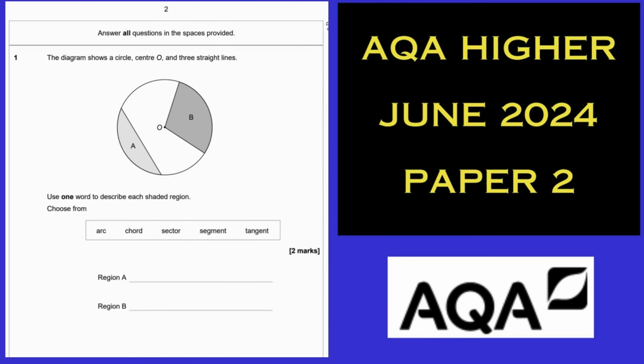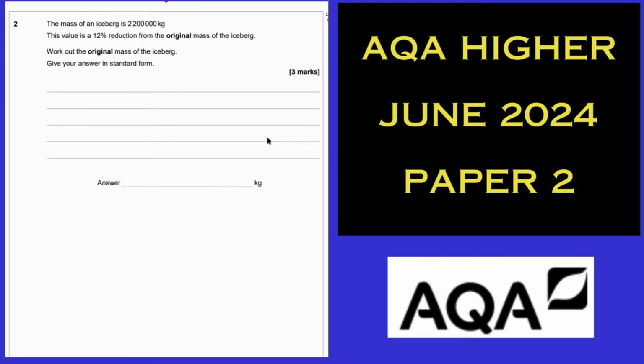Question 1, not going to waste any time on this. Get them all learned, folks. A is a segment and B is a sector. Get all the parts of a circle learned, 1 or 2 marks, always shows the face.